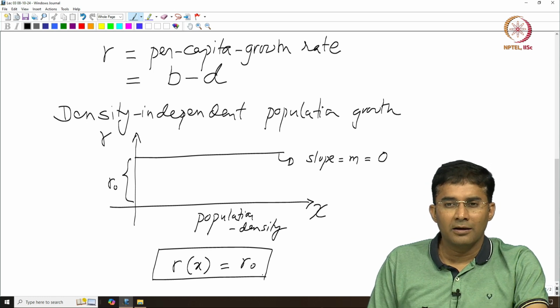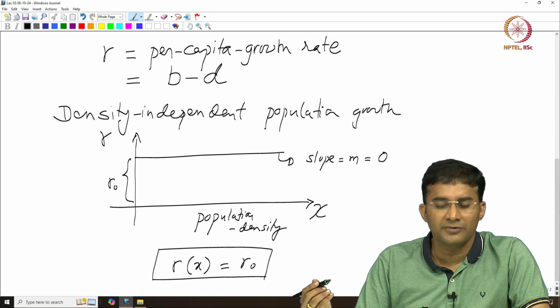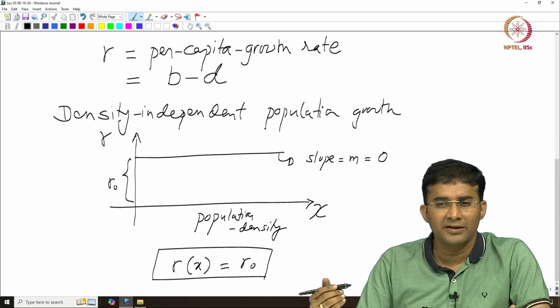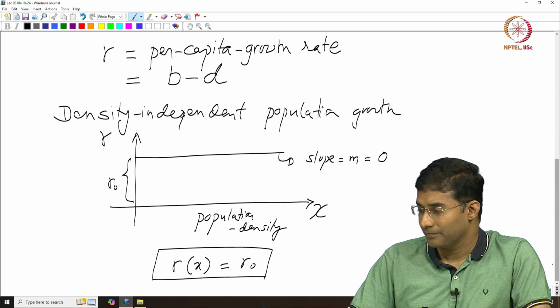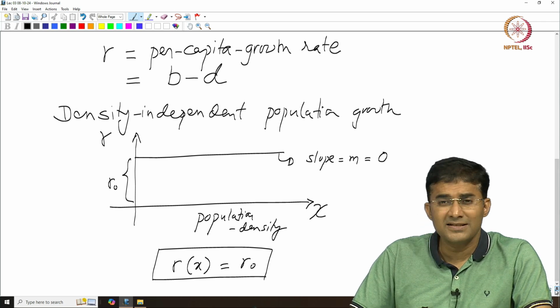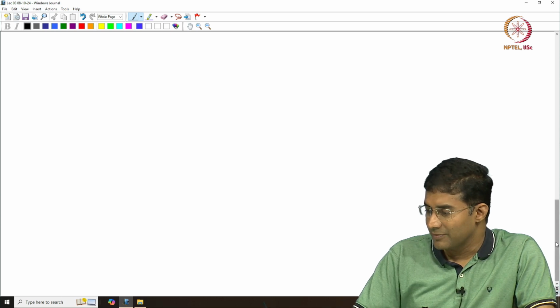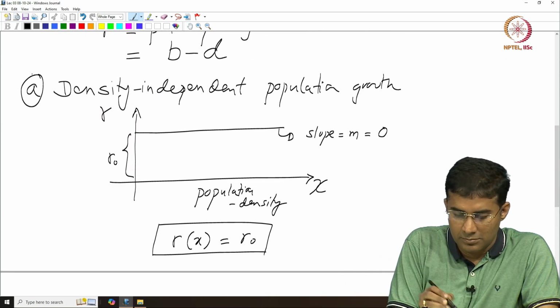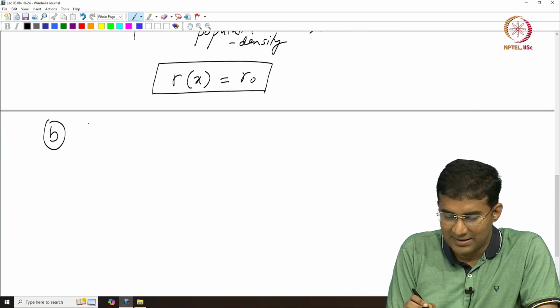okay. And of course ecologically speaking, such a scenario arises when there are abundant resources, so that the number of births per individual and the probability of death per unit time, they both do not change with the densities, okay. So this is the simplest example of a usage of a straight line in an ecological context. Now let me show one more example, which is naturally density dependent.